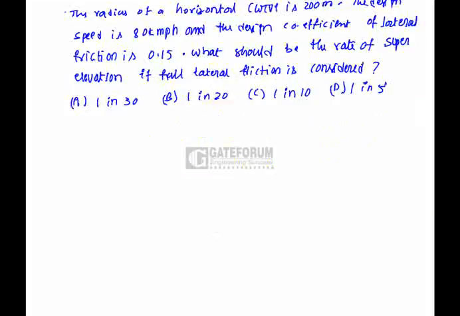Question: the radius of a horizontal curve R is given as 200 meters. The design speed V is given as 80 kmph, kilometers per hour, and the design coefficient of lateral friction f is equal to 0.15. What should be the rate of superelevation? e we have to find out.